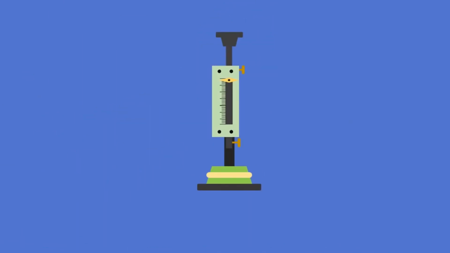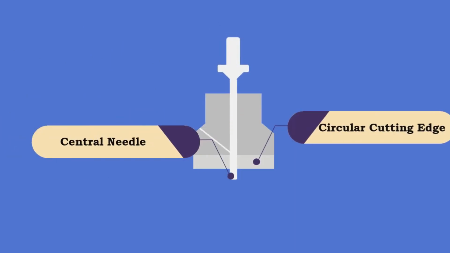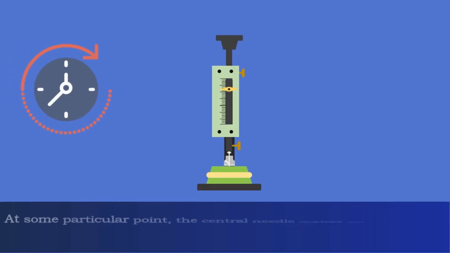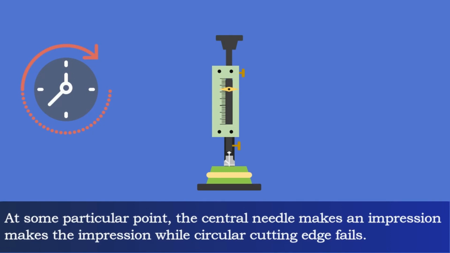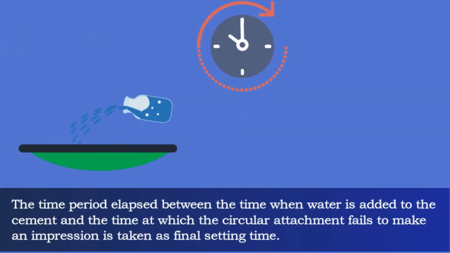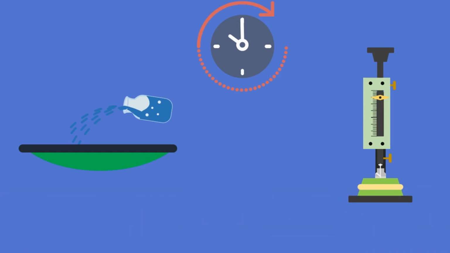Now the mold is again kept in the Vicat apparatus, but its needle is changed with the central needle with a circular cutting edge. Now this circular cutting edge needle is used for the final setting time test. It is also first made to touch the surface, and at some particular point the central needle makes an impression while the circular cutting edge fails. The time period elapsed between the time when the water is added to the cement and the time at which this circular attachment fails to make an impression is taken as the final setting time.